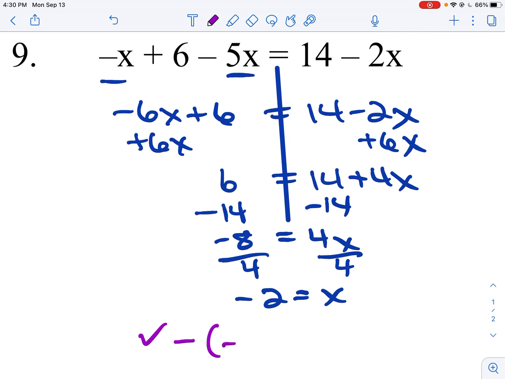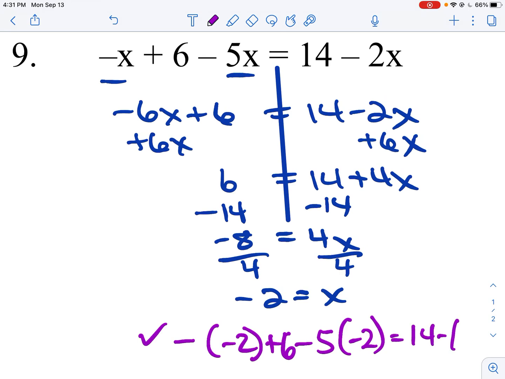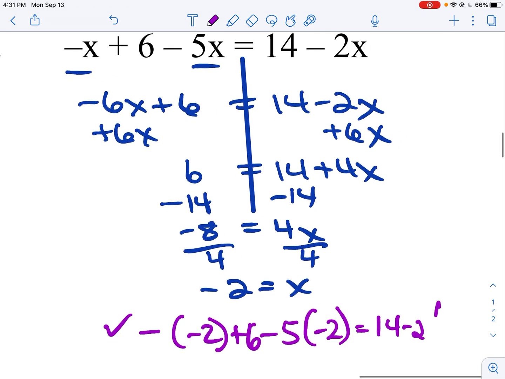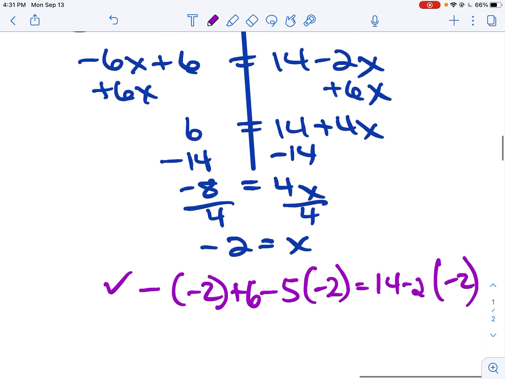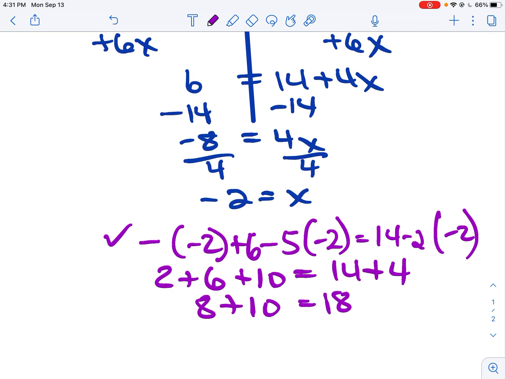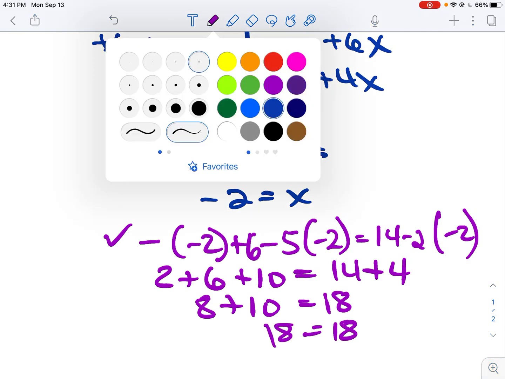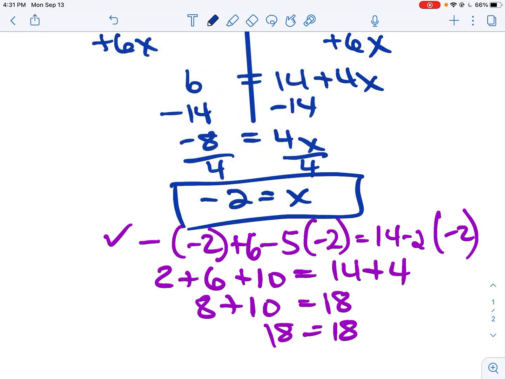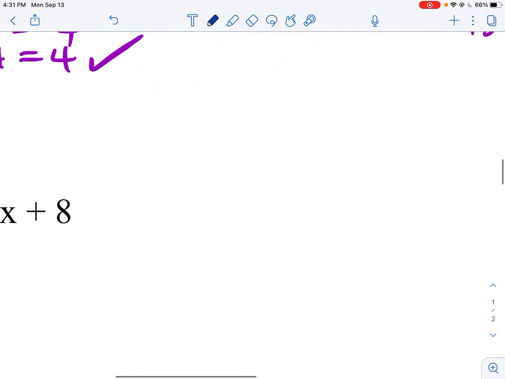Then I make sure that I have done the problem correctly. Negative 2 plus 6 minus negative 5 times negative 2 equals 14 minus 2 times negative 2. So this will get me 2 plus 6 plus 10 equals 14 plus 4. 8 plus 10 equals 18. 18 equals 18. So yes, I have the correct answer.